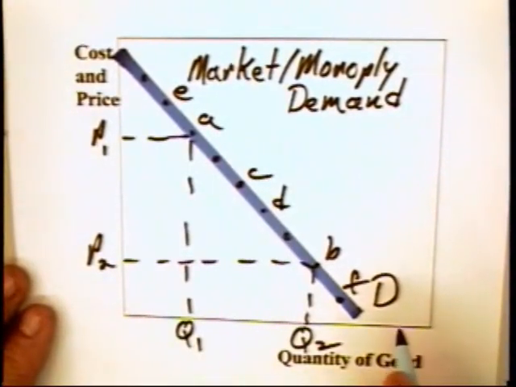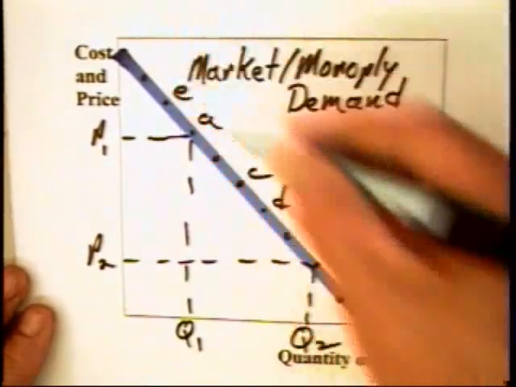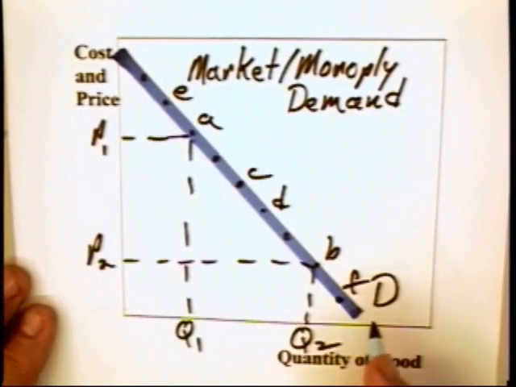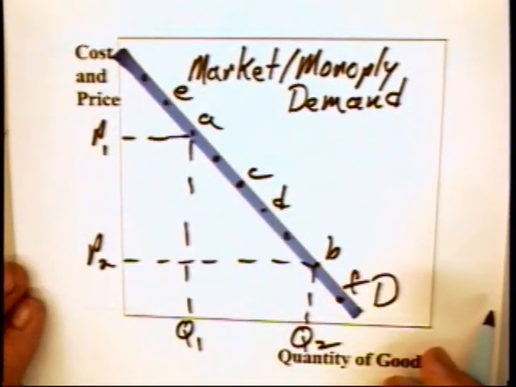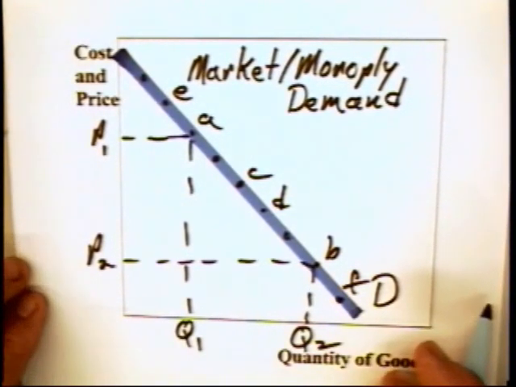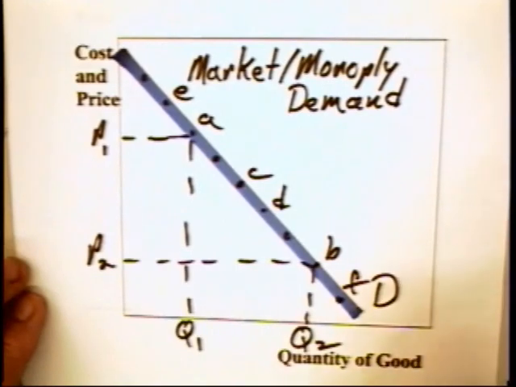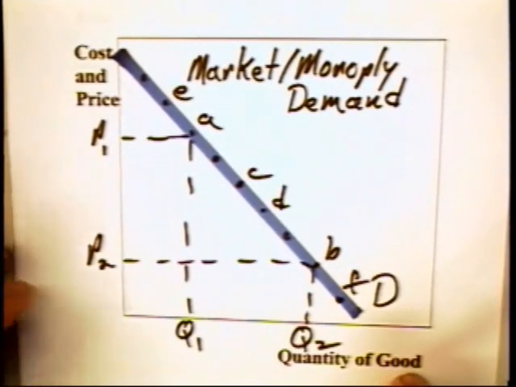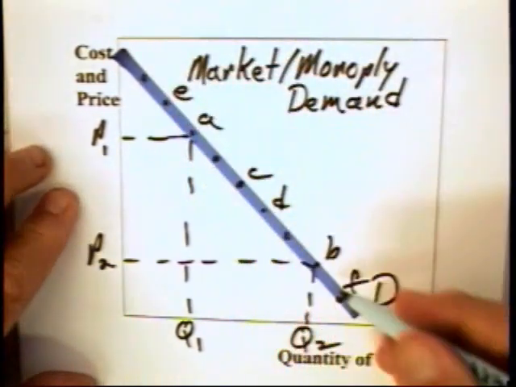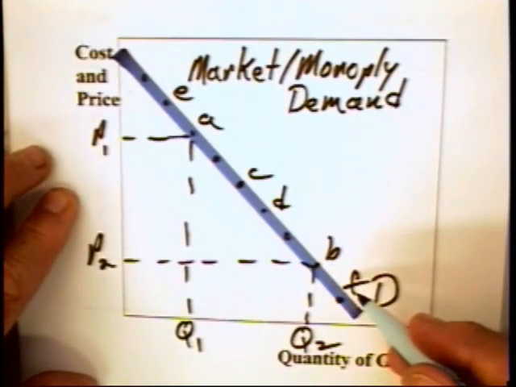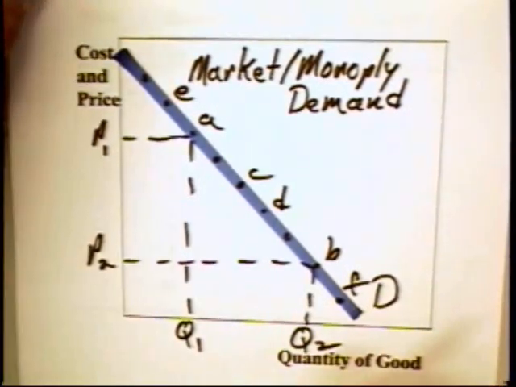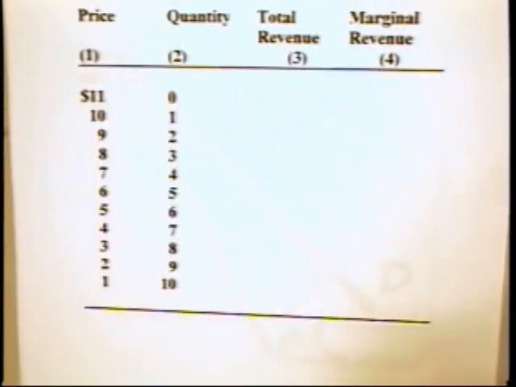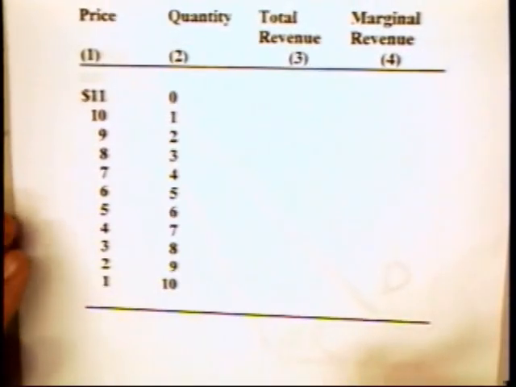The perfect competitor is a price taker. The monopoly is a price searcher. It's got to search through all of these price quantity combinations in order to find that price quantity combination that will maximize firm profits. Now, you can imagine that the marginal revenue curve facing the monopolist is not going to be equal to the demand curve, and we can easily demonstrate that with reference to a table that comes from the textbook.